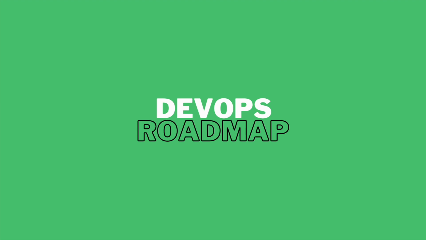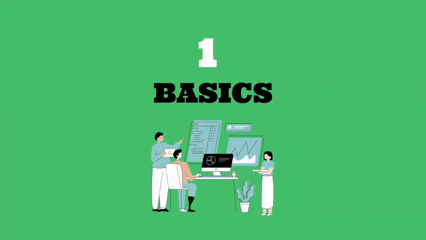In this video, we'll guide you through the essential knowledge and skills you need to become a proficient DevOps practitioner. Let's get started. Basics. First things first, let's lay the foundation. To excel in DevOps, you need to understand the fundamentals of software development. Familiarize yourself with software development concepts, methodologies, and how code is written, built, and released. We recommend gaining proficiency in at least one programming language, and Python is a great choice.